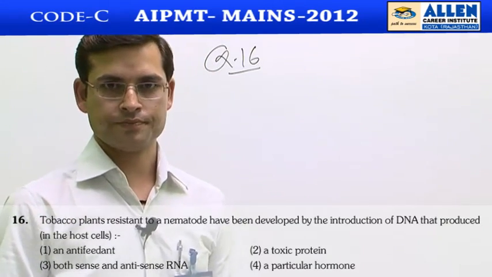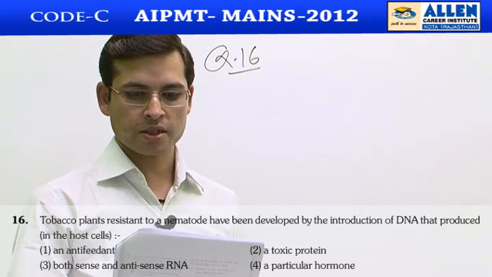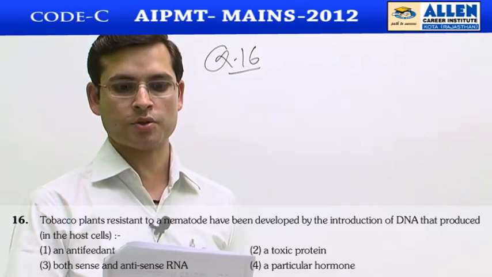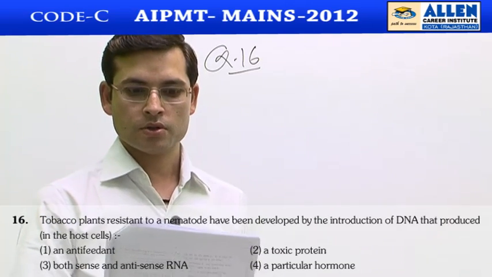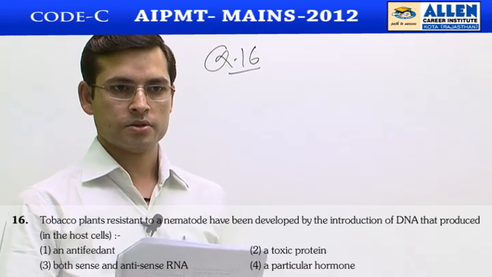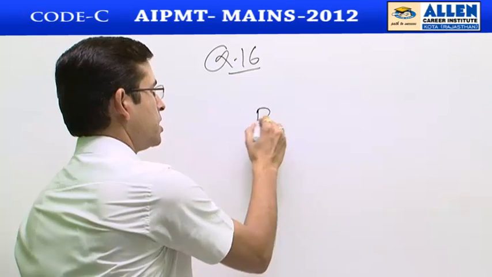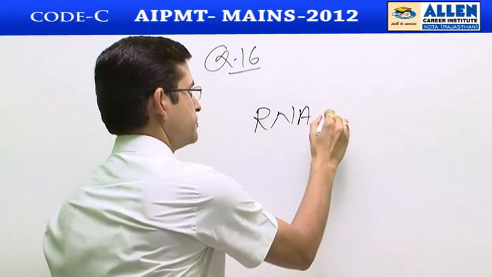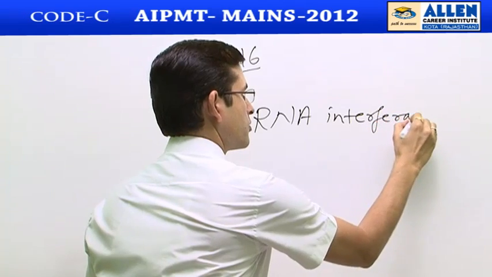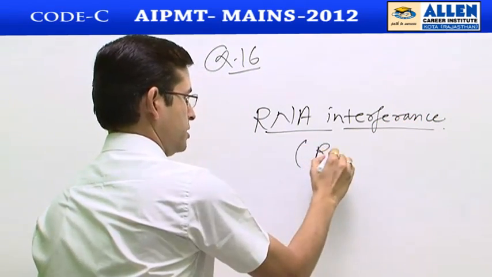Question number 16. Now in this question, the question is being asked that the tobacco plant resistant to nematode has been developed by the introduction of DNA into the host plant. Now this particular technique, this entire question, is based on a very novel approach called RNA interference technique, or RNAi.